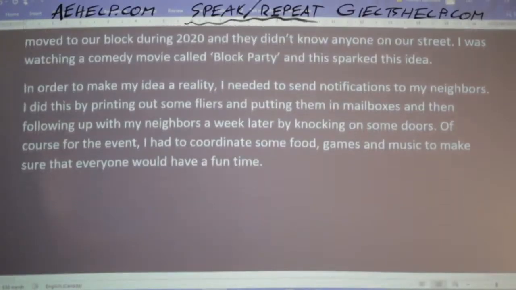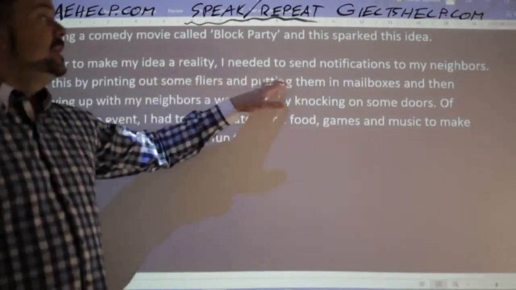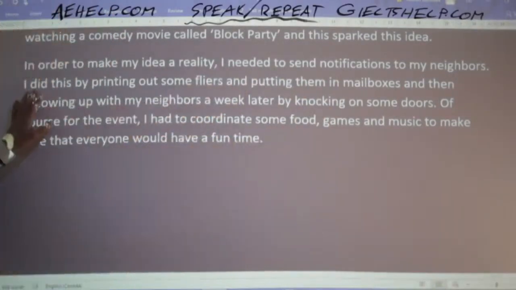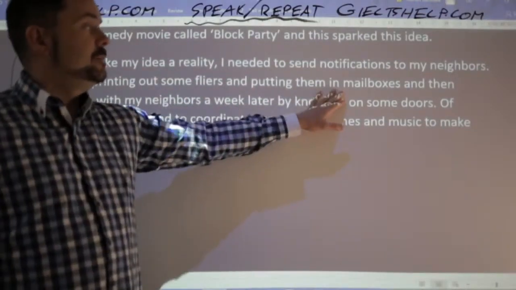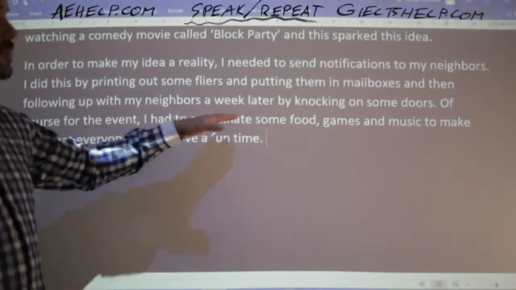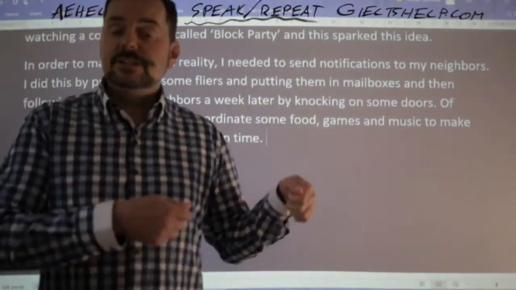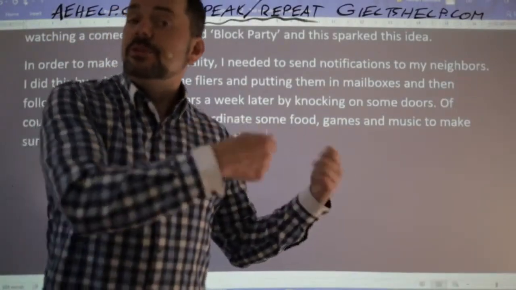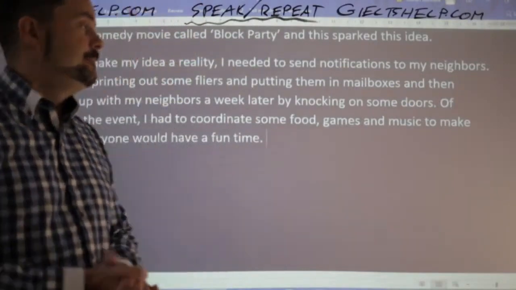So, in order to make my idea a reality, I needed to send notifications to my neighbors. I did this by printing out some flyers and putting them in mailboxes, and then following up with my neighbors a week later by knocking on some doors. Okay, again, very visual. So you print out flyers, hey, neighborhood block party, put them in their mailboxes, and then a week later, hey, did you guys get the flyer? What do you think? Can you come?